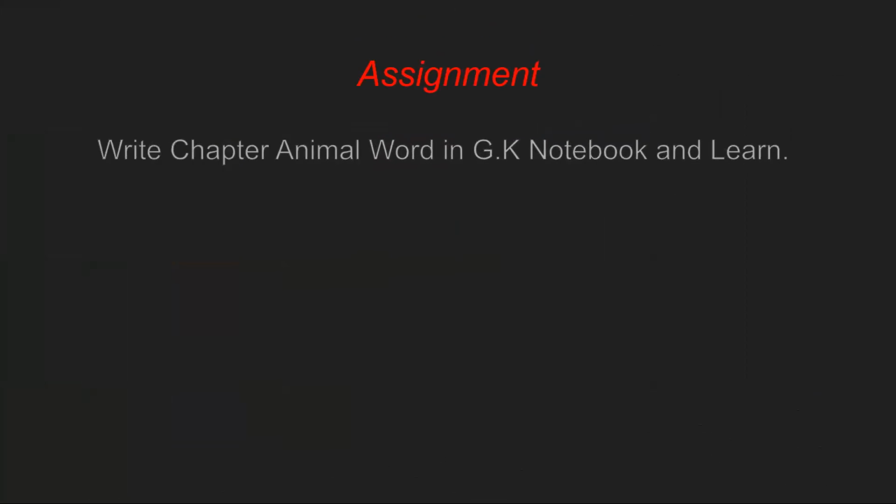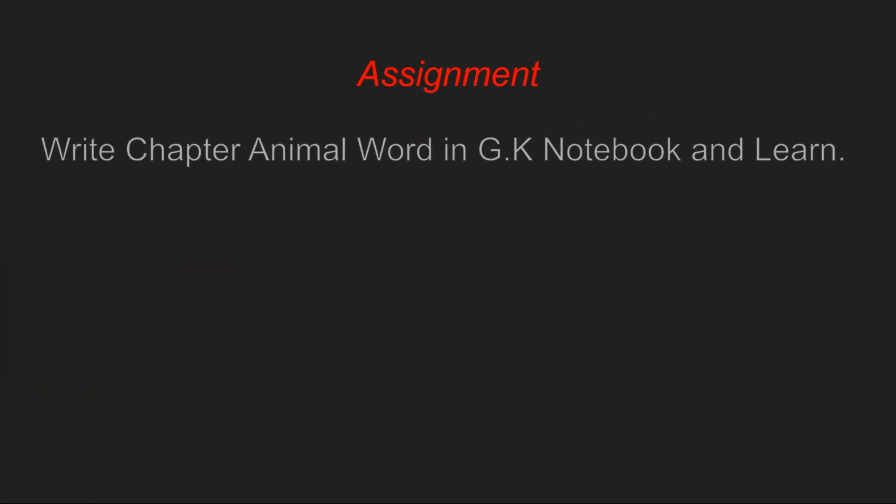Here is the assignment, which is your last work: write the chapter Animal World in the GK notebook and learn it. Students, whatever we are learning, we have to do it in the book as well as in the notebook also, and you have to learn it.